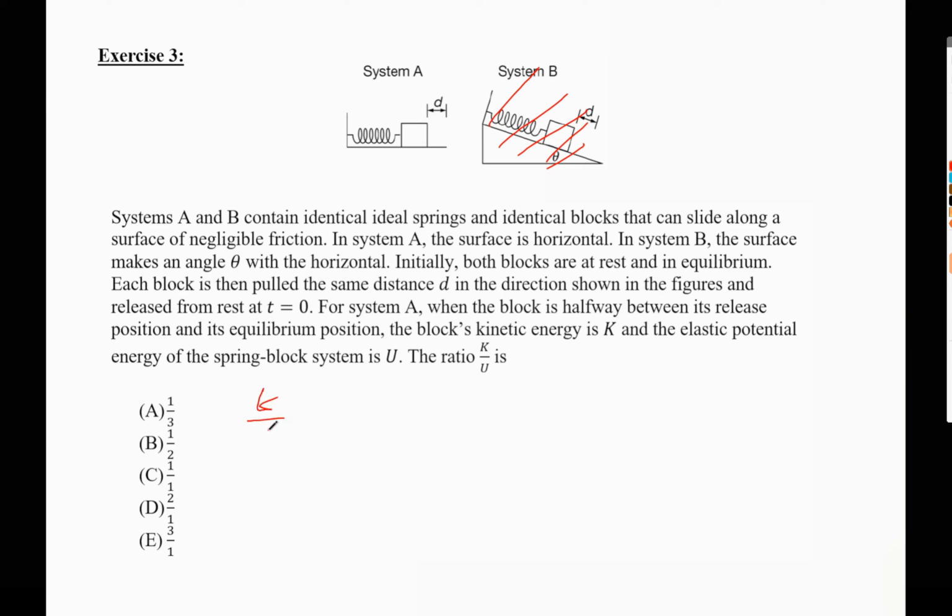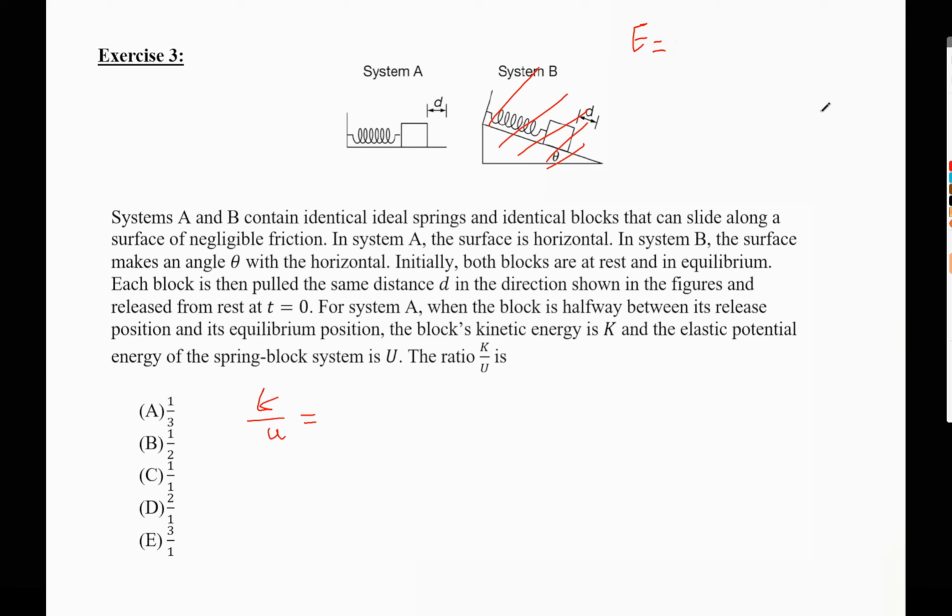Now K over U, K is the kinetic energy, which is half mv square, and U is the elastic potential energy. Now in order to do the cancellation effect and to have an answer that is independent of the variables of motion and the physical quantities, we need to approach the problem differently. Let's think about the energy. Since this is a simple harmonic oscillator, the energy is given by half mv square plus half kx square.